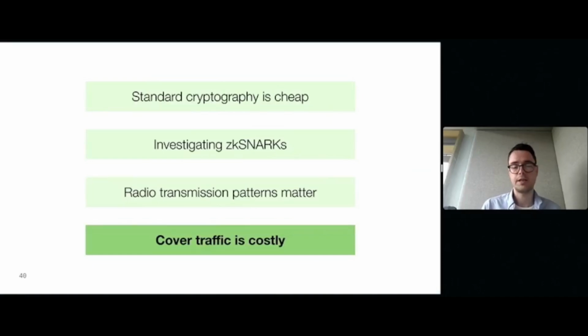But yeah, what we can take away is that cover traffic, especially if not carefully chosen, can be quite costly on mobile. So we have to be smart about how we implement our vision of anonymous communication on those devices.